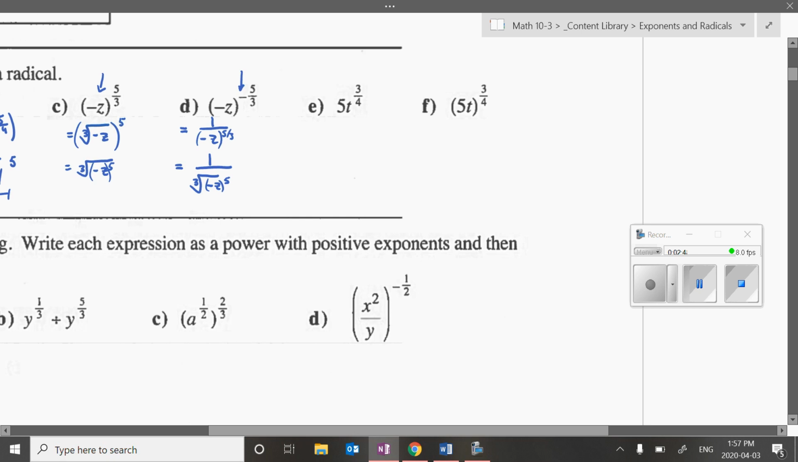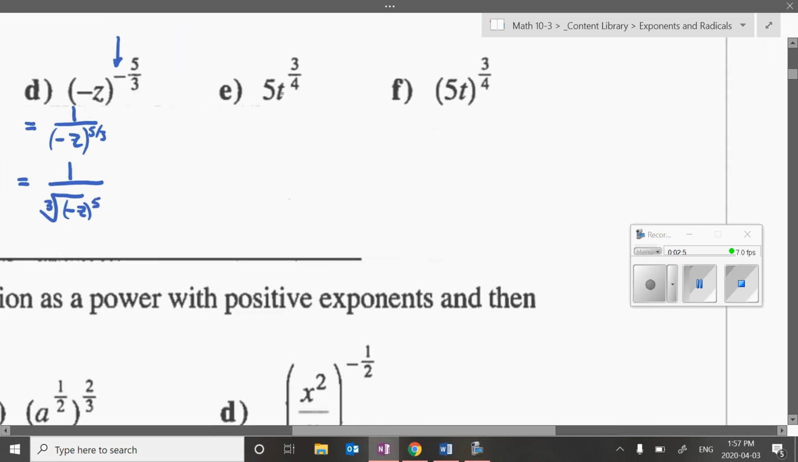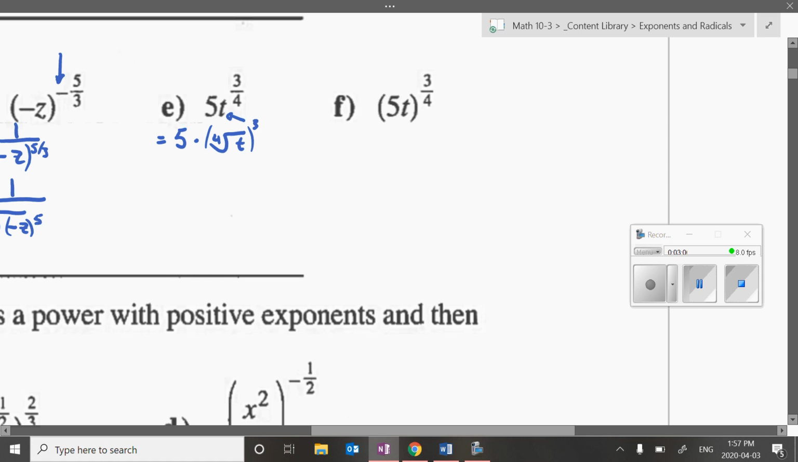This next question is a little deceiving. Now only the 3/4 exponent is only to that t. So this is saying 5 times the 4th root of t to the power of 3. Versus on the last question, it's that whole thing. So I get the 4th root of 5t all to the power of 3. So you could write this one like that, or I just want to show you it would be 5t all cubed. Up to you which way you want to go.